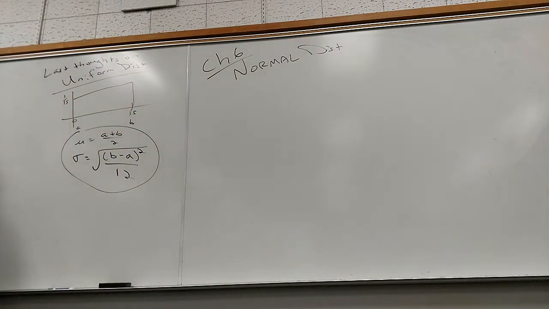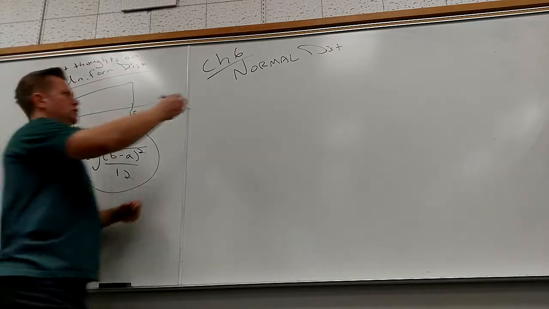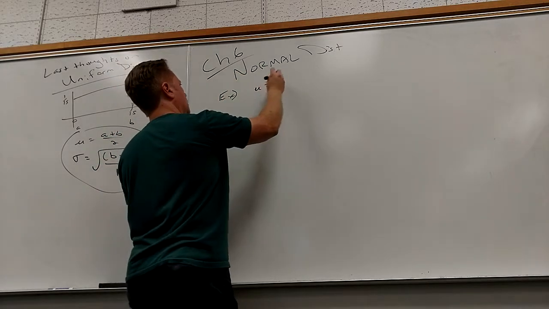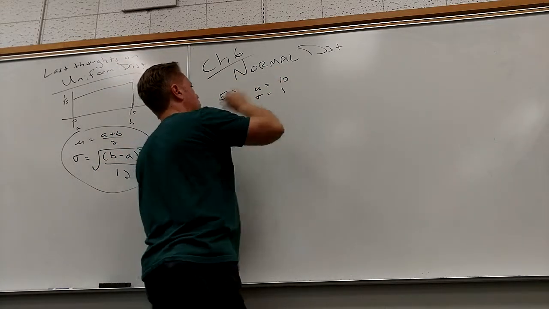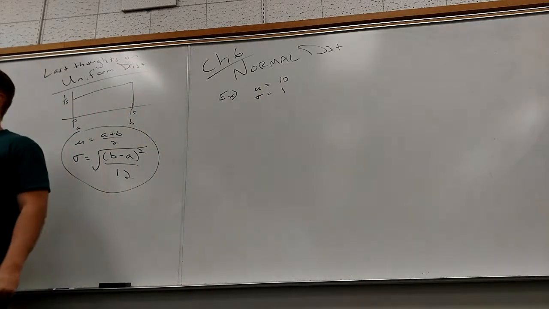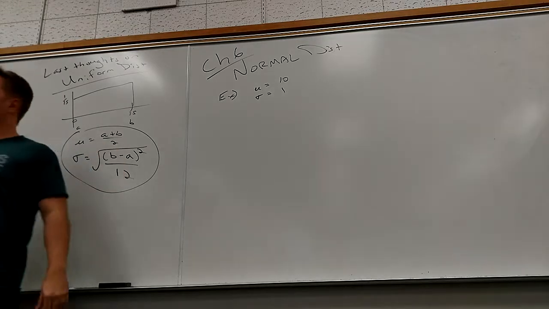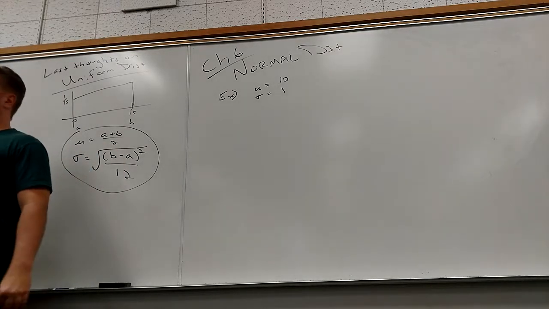So just to give you an idea of why I need a chart to look up probabilities. What does a normal distribution look like? Let's just do an example where the mean is 10, the standard deviation is 1. It's a normal distribution. Can you guys give me a rough sketch of that?